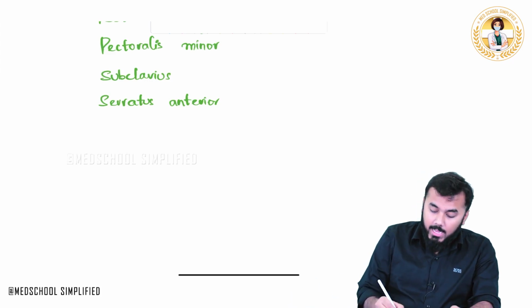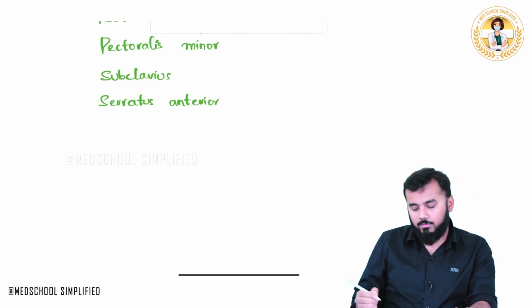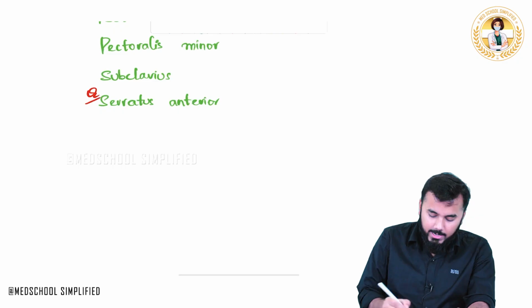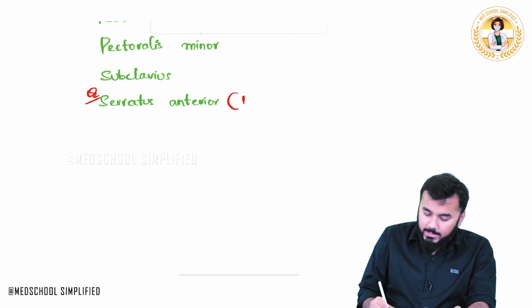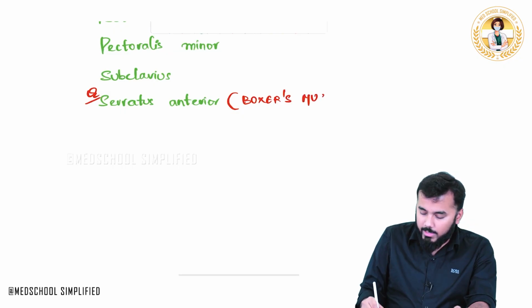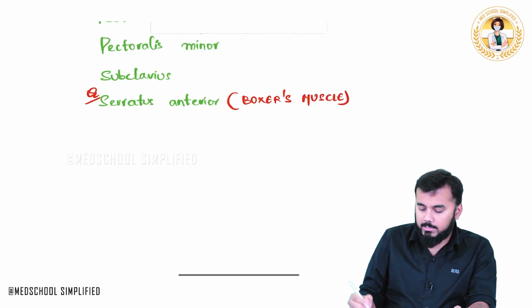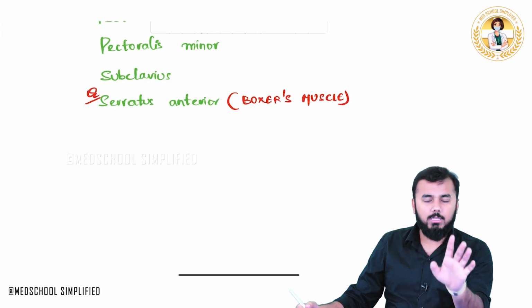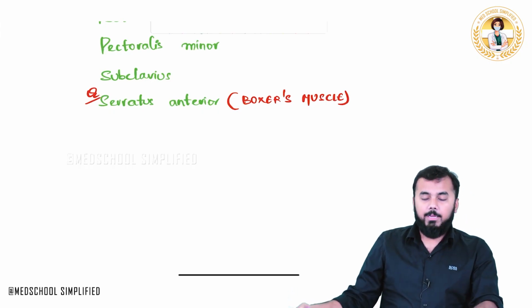Serratus anterior muscle. And all of you remember, this is an MCQ that was previously asked regarding serratus anterior. Serratus anterior is called the boxer's muscle. Keep this thing in mind, just print it in your mind.